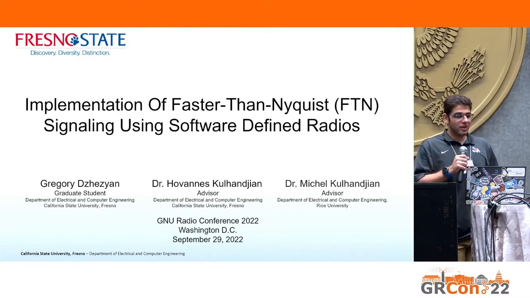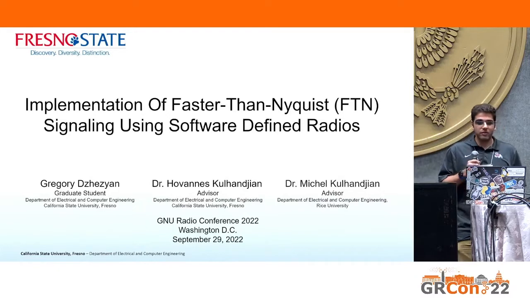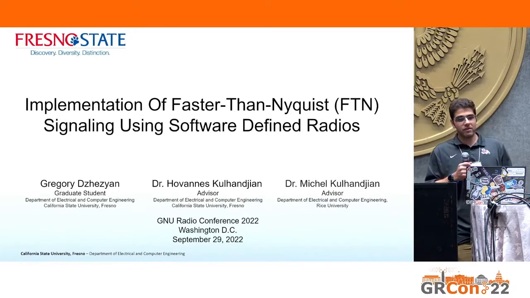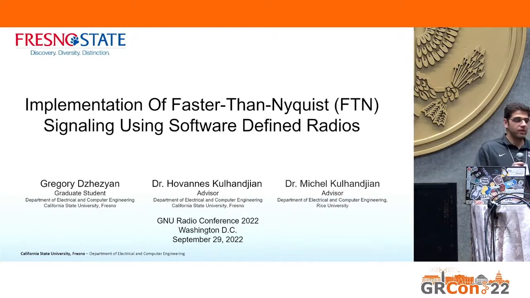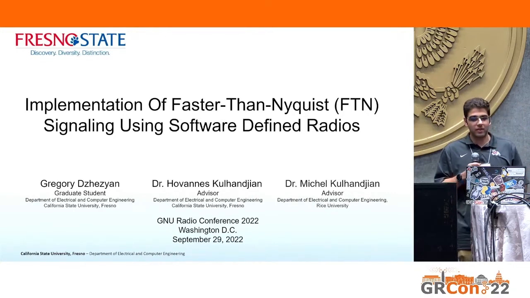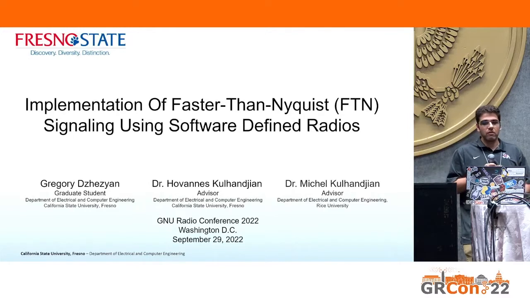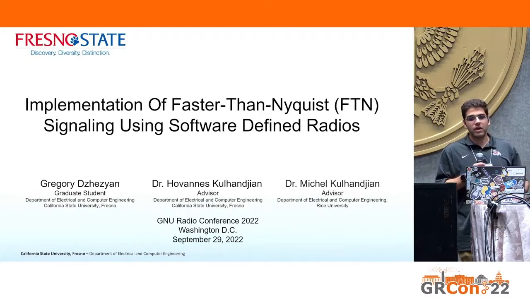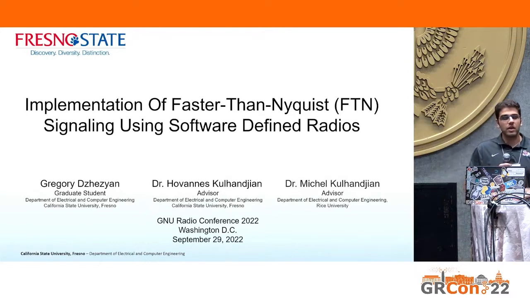So yeah, my name is Gregory Dzhezyan. I go by Greg. I'm a master's student at California State University, Fresno, and we're going to be discussing a project that I worked on for my advisors who couldn't make it today. Dr. Hovhannes Kulanjian is a professor at Fresno State. He's my main advisor. And then Dr. Michel Kulanjian is another advisor, and he's at Rice University.